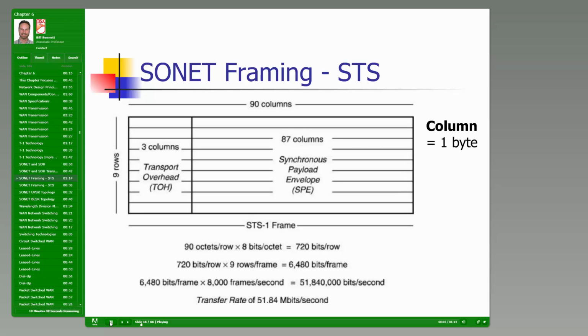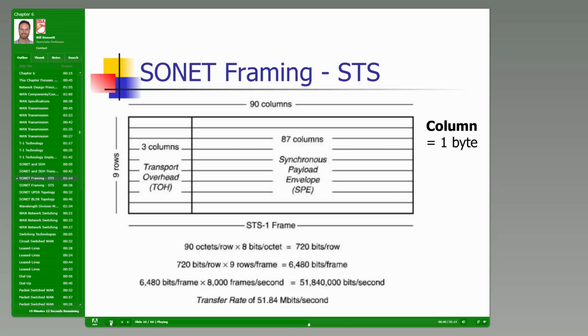And this graphic then represents SONET's framing, the STS that we just talked about. You can see that it is comprised of 90 columns and 9 rows, and that makes up one STS frame. The first 3 columns of the STS frame are the transport overhead, so that's going to be the header information basically. And then the remaining 87 columns is known as the synchronous payload envelope. That's where the data will be. Also note that each column is equal to a byte, or in other words 8 bits.